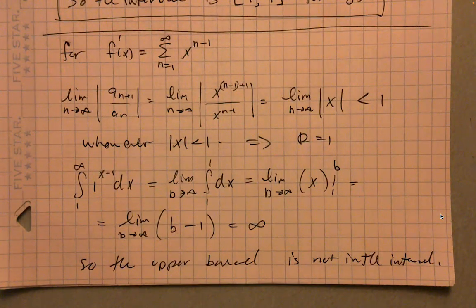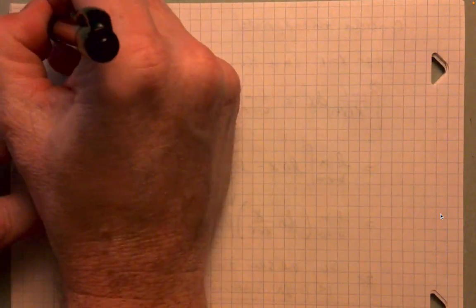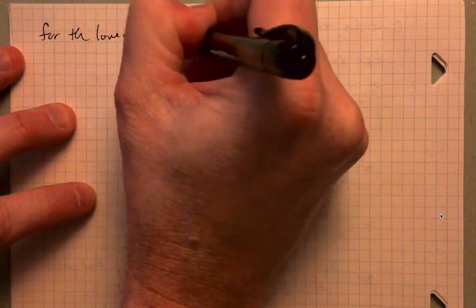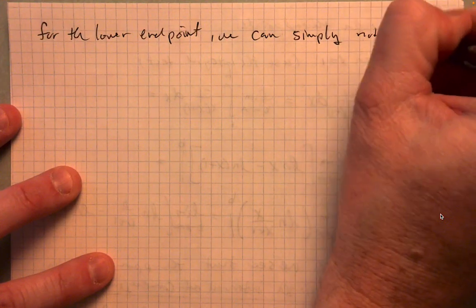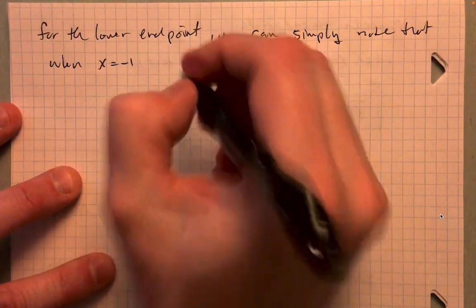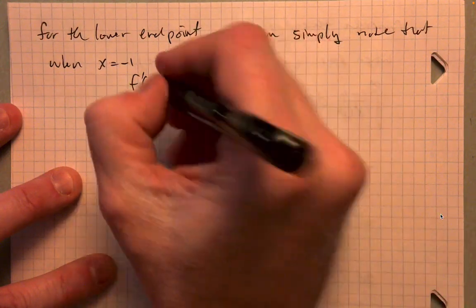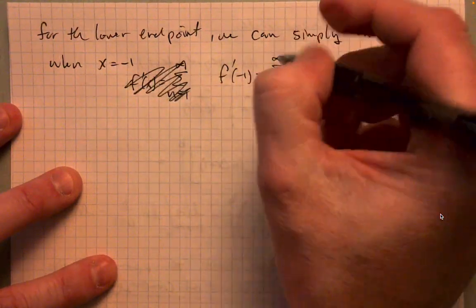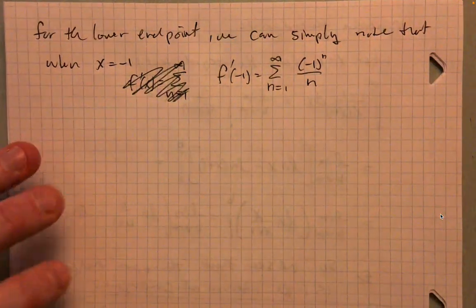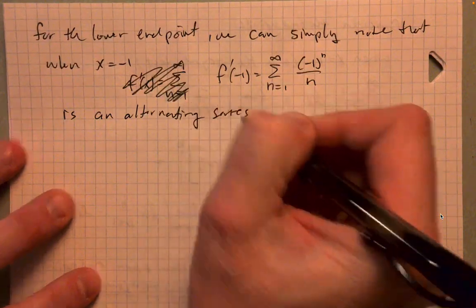All right. Now, what about the lower bound? What about x equals -1? Does that work the same way? Well, it's not as straightforward with the integral test. So for the lower endpoint, we can simply note that when x equals -1, the sum from n equals 1 to infinity, this is the derivative again. So when x is equal to -1, f prime of -1 is the sum from n equals 1 to infinity of -1 to the nth power over n. And now this is just an alternating series.